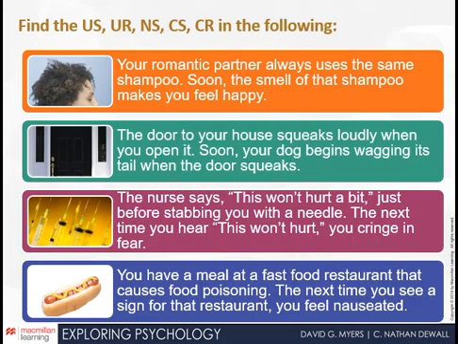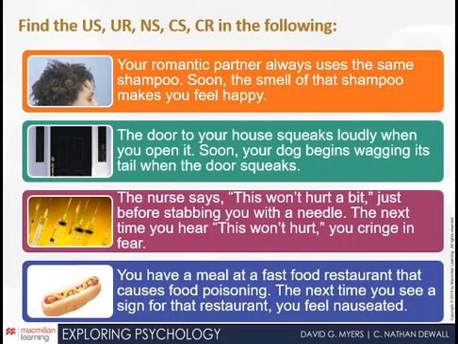Your romantic partner always uses the same shampoo. Soon, the smell of that shampoo makes you feel happy. So, what normally makes you feel happy? Your romantic partner. So in this instance, your romantic partner would serve as the unconditioned stimulus. And the unconditioned response is making you feel happy.